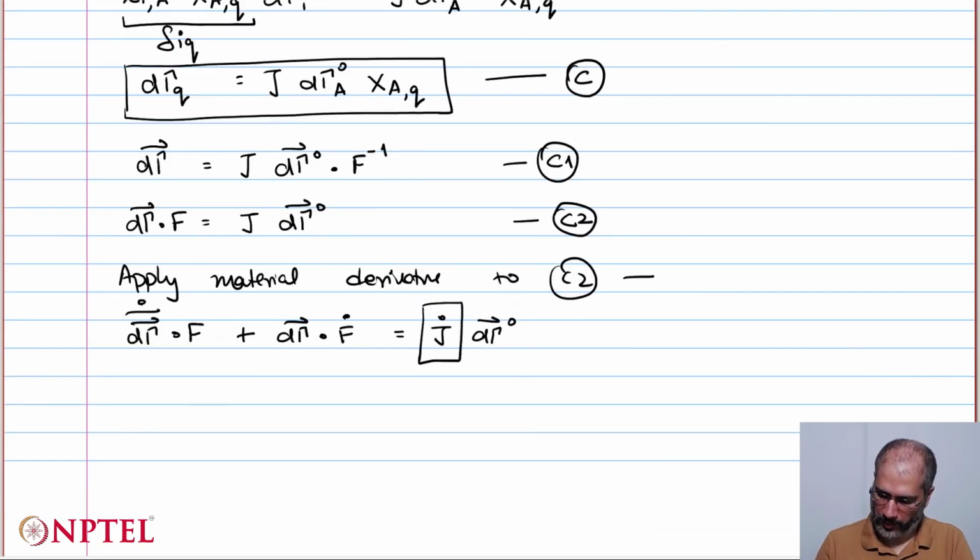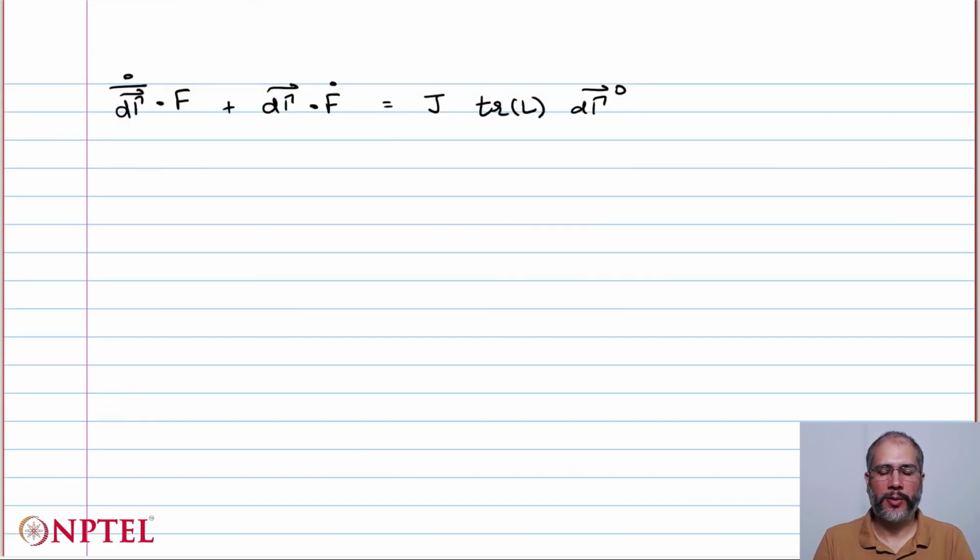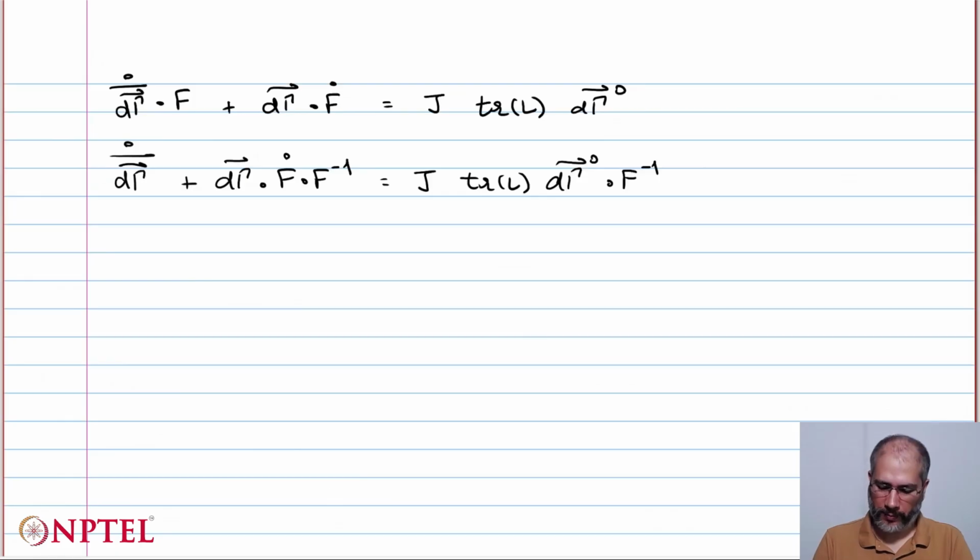So coming back to our equation here, now using D, this becomes, so we get this form. And now I multiply both sides by F inverse. So this is what we get. And remember, what we're trying to do is express the material derivative of the area element in the deformed configuration in terms of quantities in the deformed and the undeformed configurations. So this is the reason that we have isolated this term here.